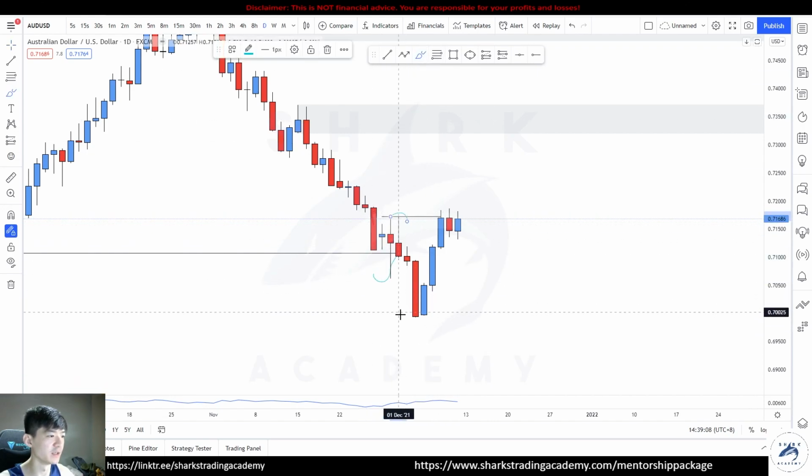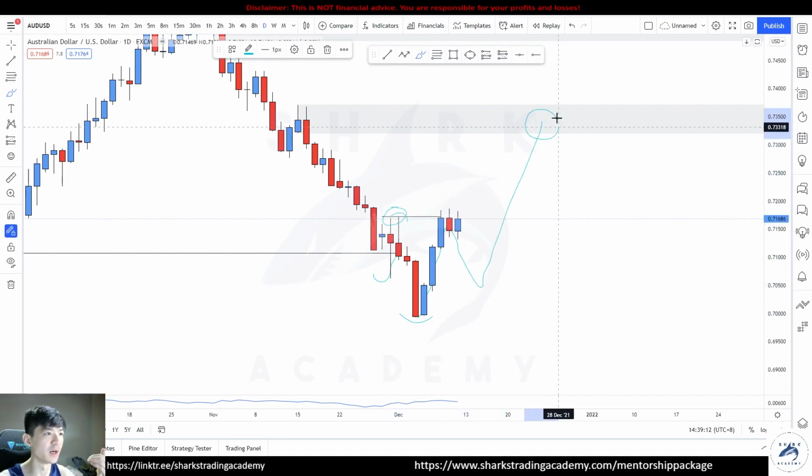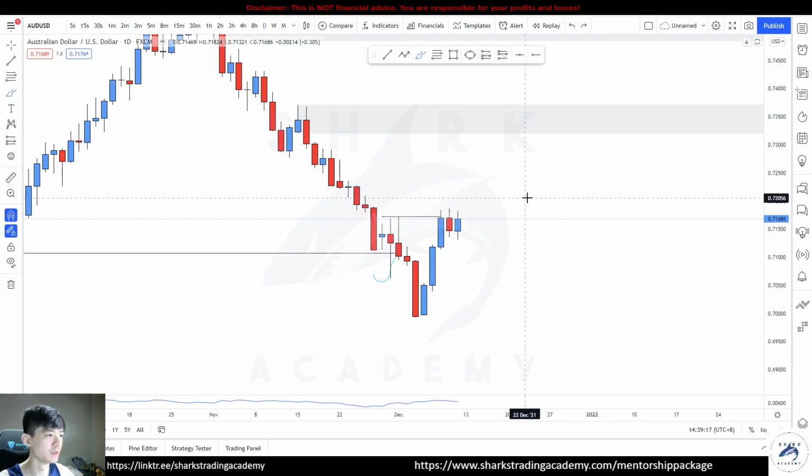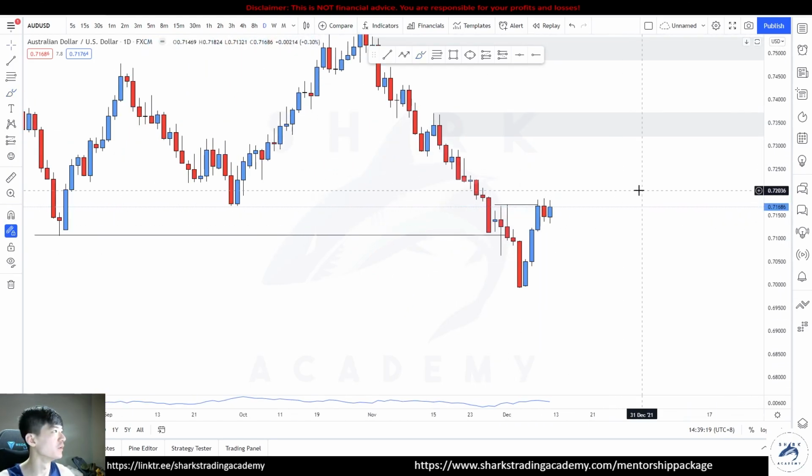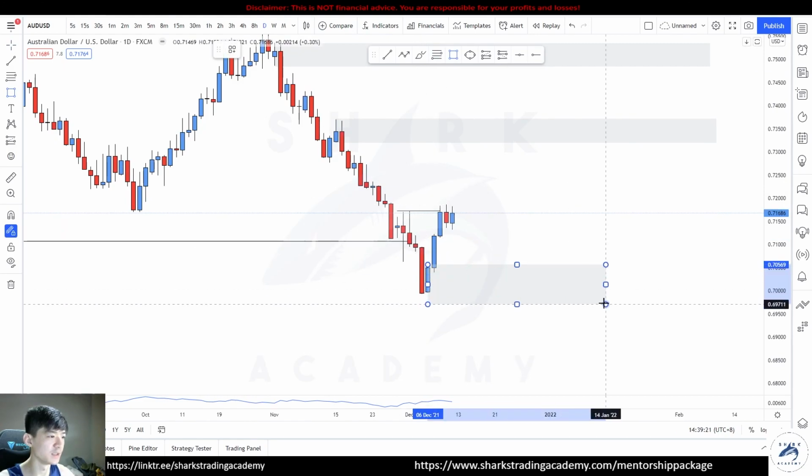So low, high, low, broke structure. This is the first sign that tells us that price wants to go higher to potentially mitigate deeper supply areas. So now currently we are bullish for Aussie dollar. This is the area I'm looking at.